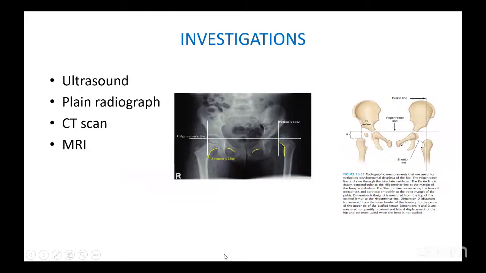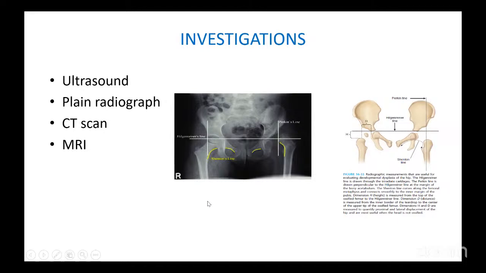Coming to the investigations, very, very important: ultrasound scan, plain radiograph, CT and MRI. In ultrasound scan, we will get the joint outline. There are typical angles formed by the acetabulum and femoral head. We will take a plain radiograph of both hips to compare normal with abnormal, then CT scan and MRI.